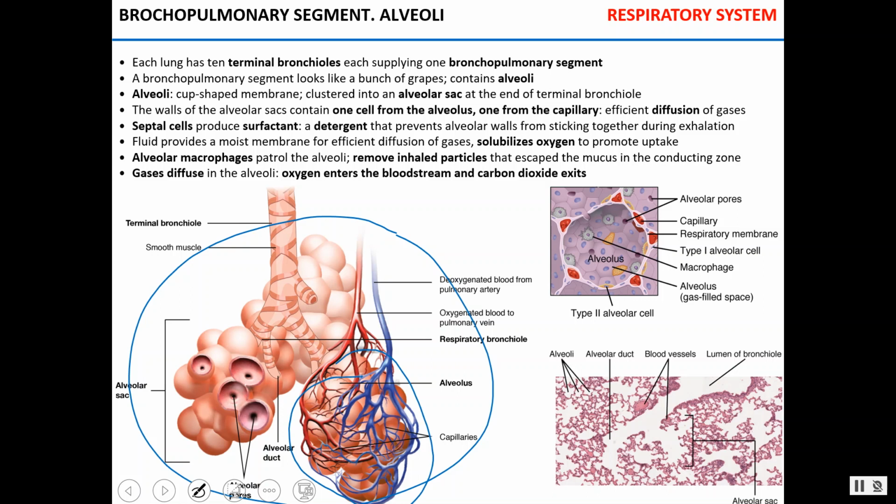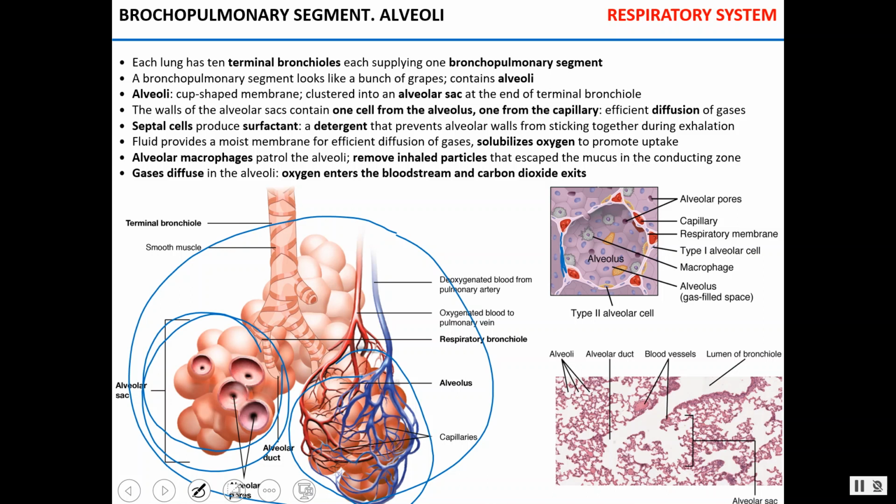So the walls of these alveolar sacs, as they are called, contain alveolar cells and cells from the capillary, which makes those walls very thin. It's called the respiratory membrane. So here you can see the respiratory membrane being formed by the simple squamous cells of alveoli, and simple squamous cells from the blood vessels.